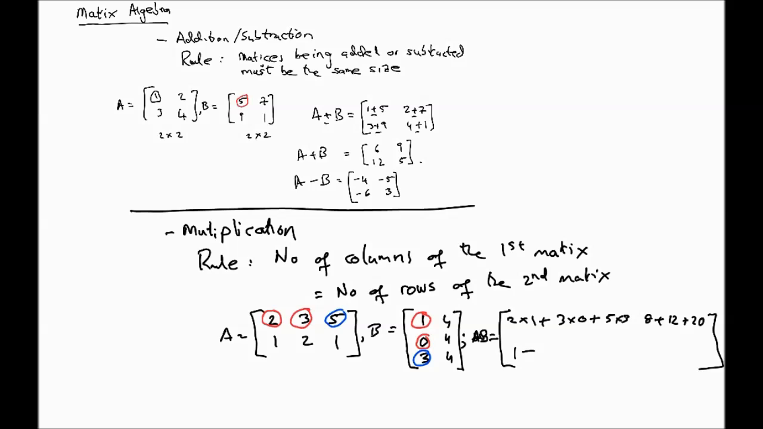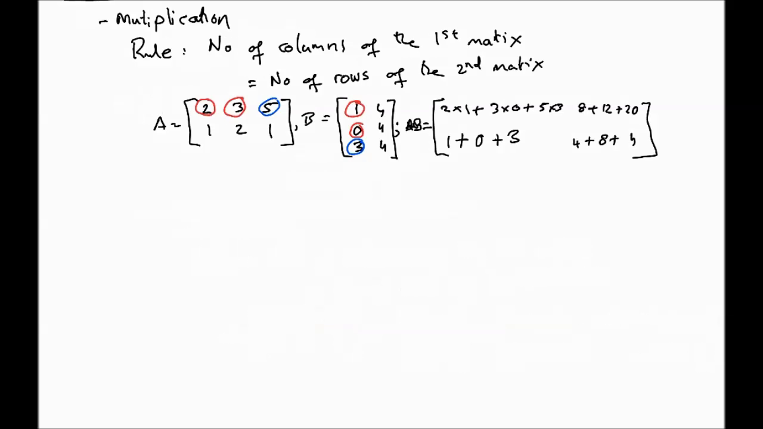1 times 1 is 1, plus 2 times 0 is 0, plus 1 times 3 is 3. And the last one is 1 times 4 is 4, plus 2 times 4 is 8, plus 1 times 4 is 4. Okay. So therefore, AB is equal to, the first entry, 2 plus 15 is 17.